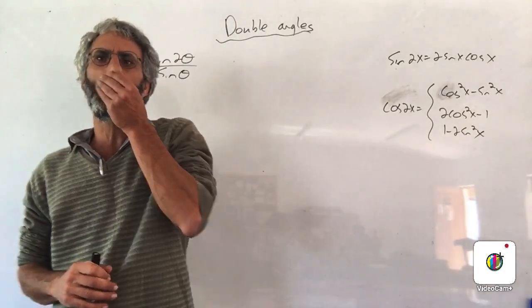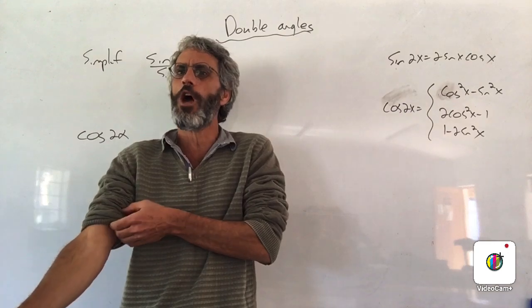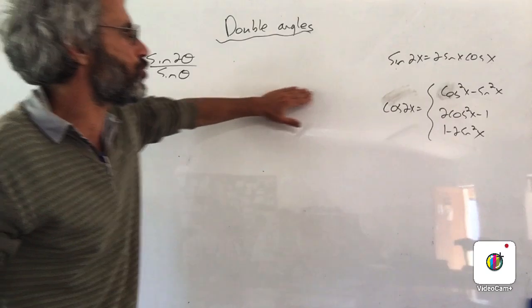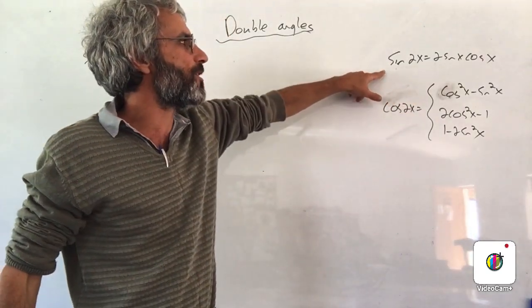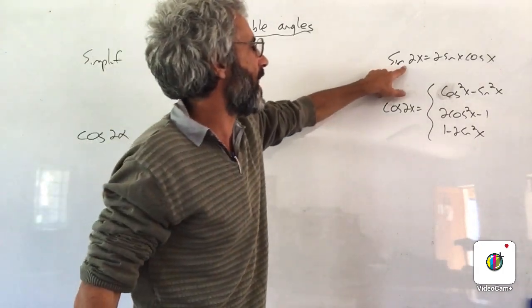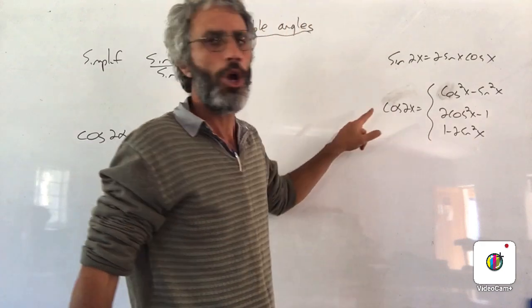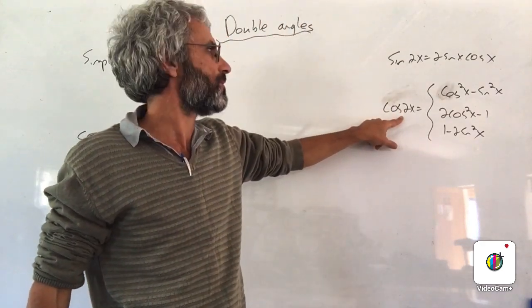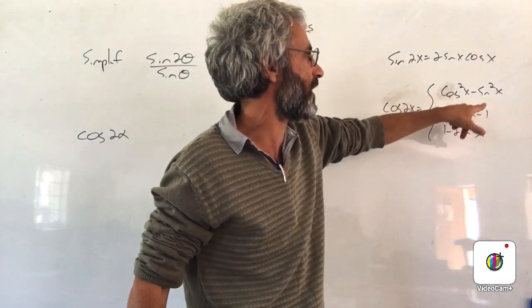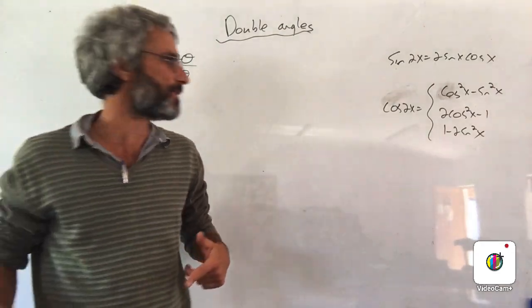Chaps, so we're moving on with trig, and already at the end of last lesson, is this working? Yeah, I've introduced you to the formulas of what we call double angles. Sine 2x is 2 sine x cosine x. Cosine 2x actually has 3 options. You can use either cosine square x minus sine square x, 2 cosine square x minus 1, or 1 minus 2 sine square x. Okay?